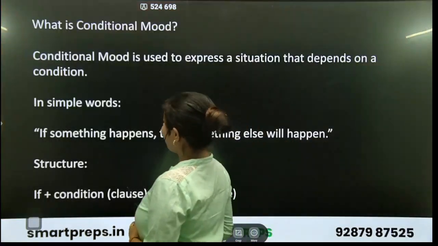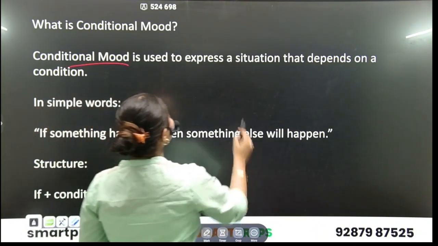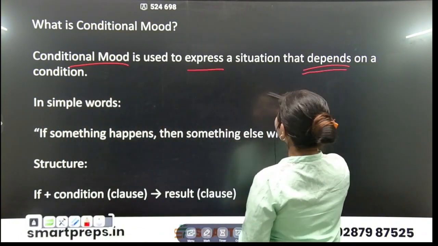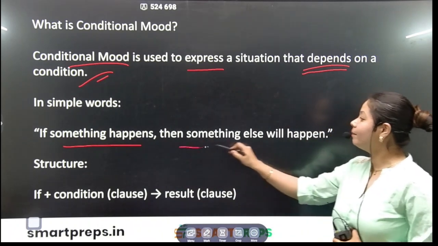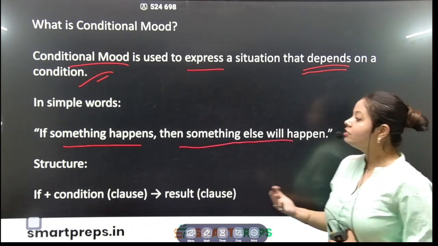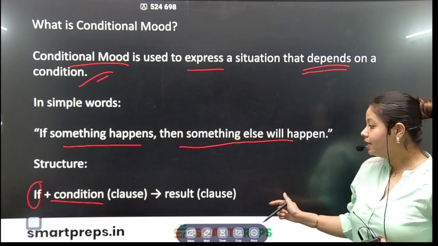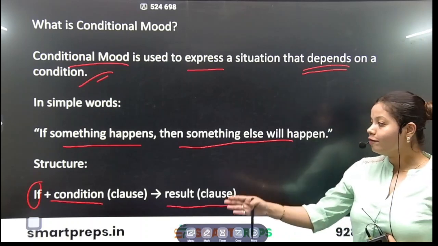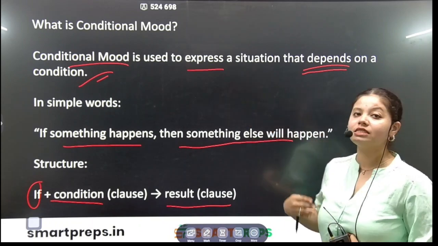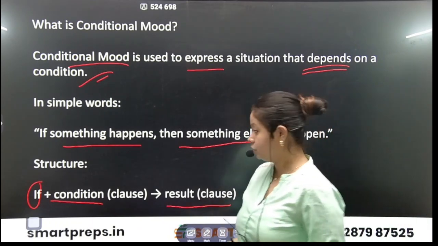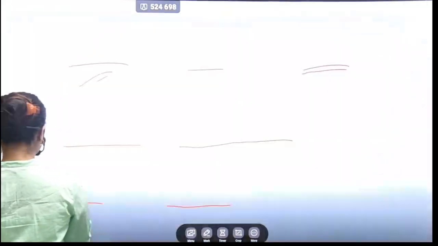Now, what is a conditional mood? Conditional mood is used to express a situation that depends on a condition. In simple words, if something happens, then something else will happen. The structure is if plus the condition clause, then the result. So conditional mood is used to express a situation which will be based on a condition. We have understood the structure. Now let's understand the concept.